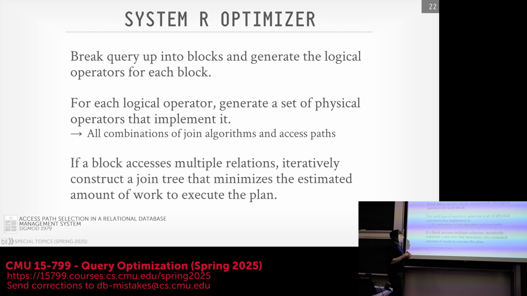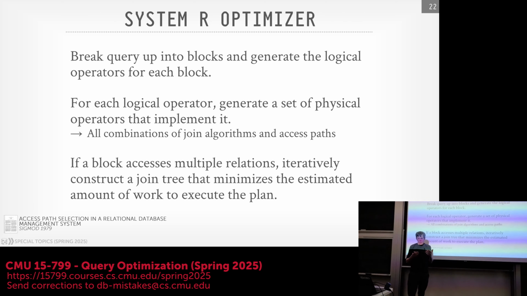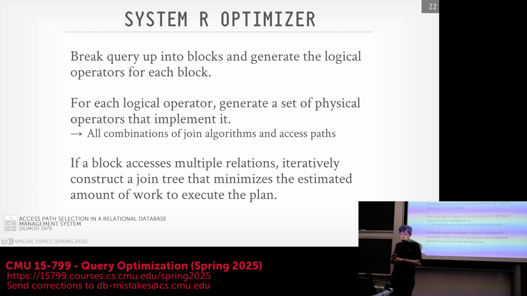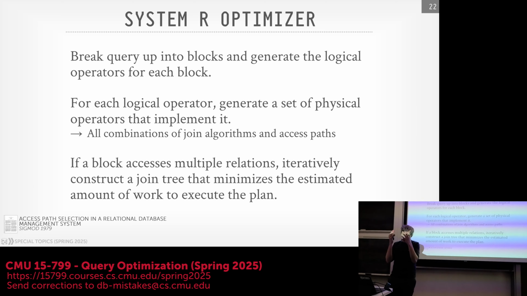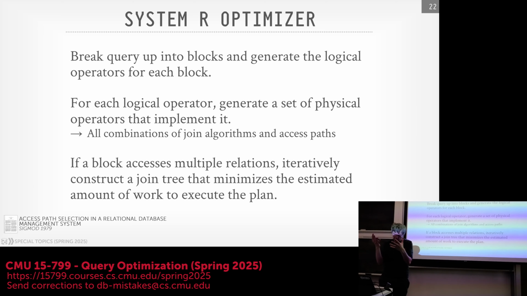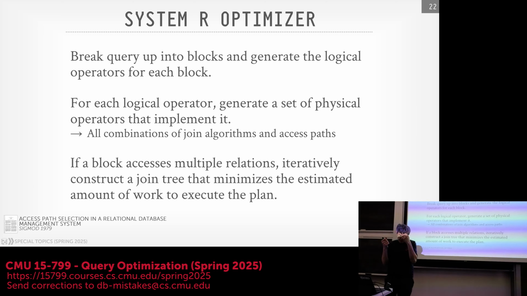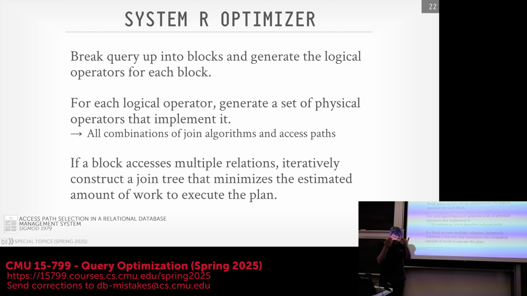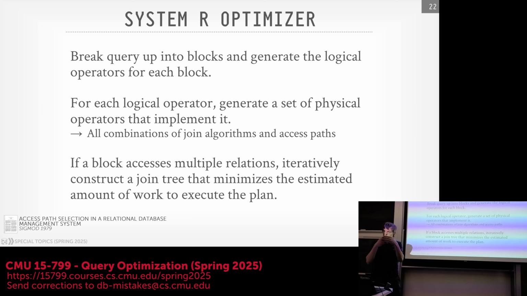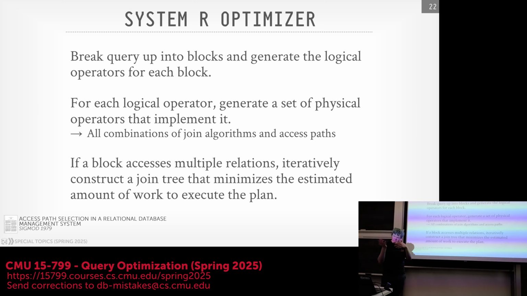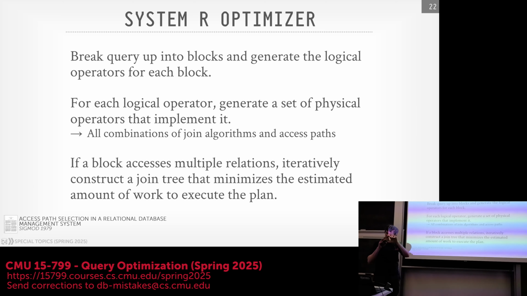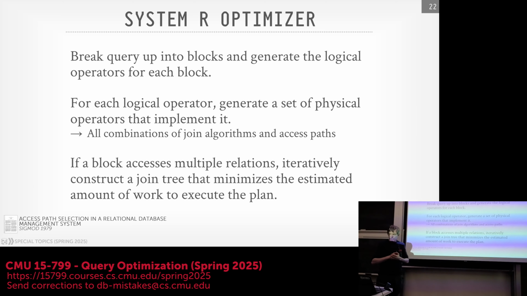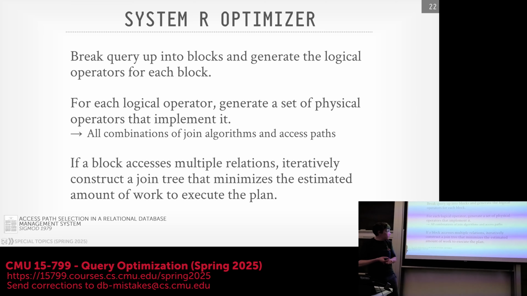So the way they're going to break the problem up is that they're first going to break the query into what they call blocks. And we'll see this idea again in Starburst next week. A block represents a select clause with a from on one or more relations, and then some kind of where clause. You can also have aggregates and group bys there as well. So if you have nested queries, they're treated as separate query blocks. You're going to optimize them separately.